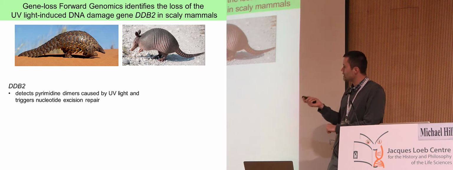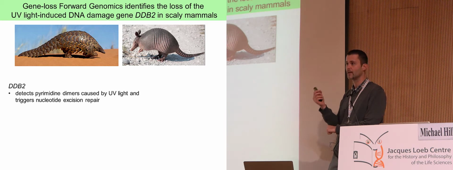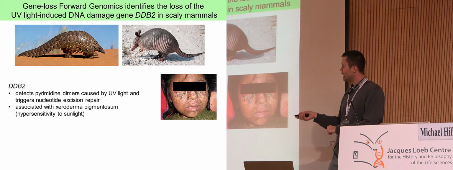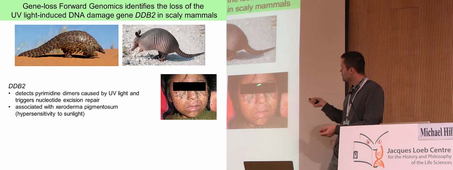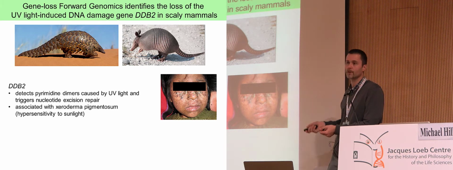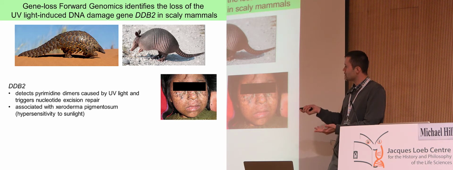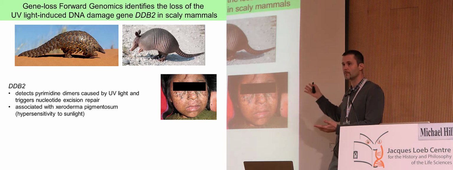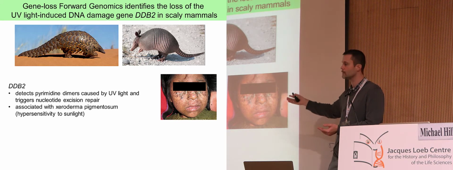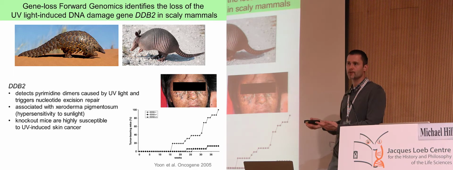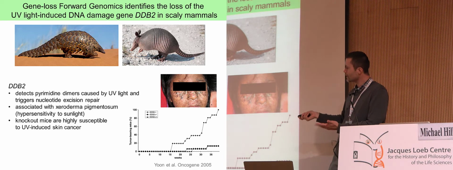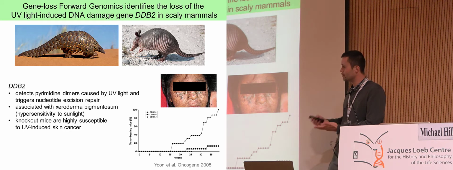DDB2 is an enzyme that is required to detect DNA lesions, or DNA damage, caused by UV light. And then it triggers repair of these lesions. And if you inactivate this gene, where there are some human individuals who don't have a functional version of this gene, this is associated with xeroderma pigmentosum, which is hypersensitivity to sunlight. So those are people who can, in a way, never go outside when it's daytime. Those kids can only play at night. And a similar effect was shown in knockout mice, where these mice are highly susceptible to developing UV light-induced skin cancer.